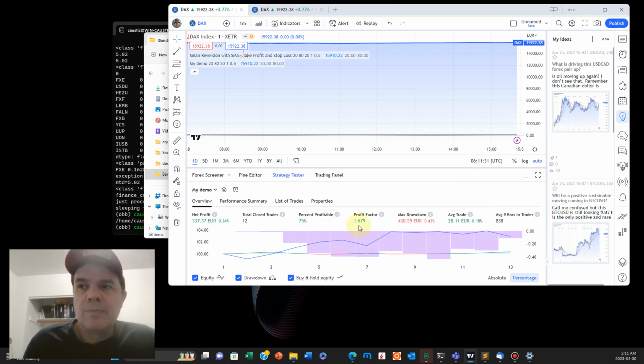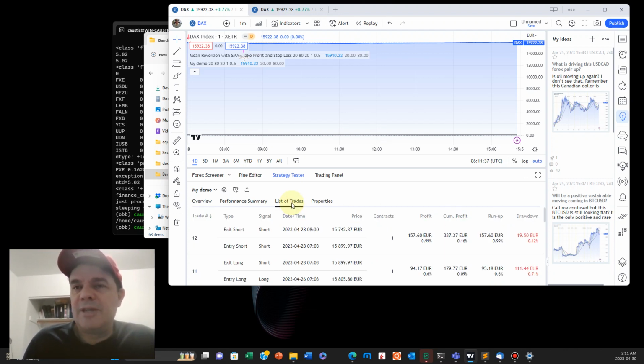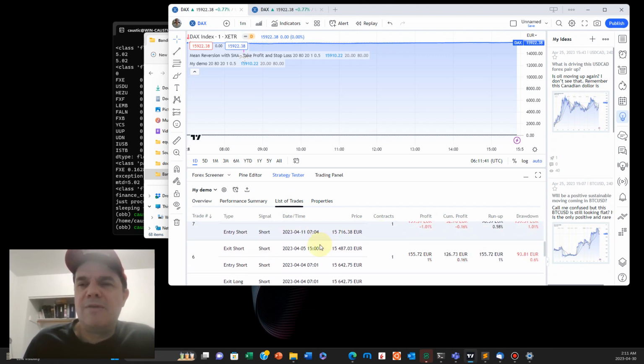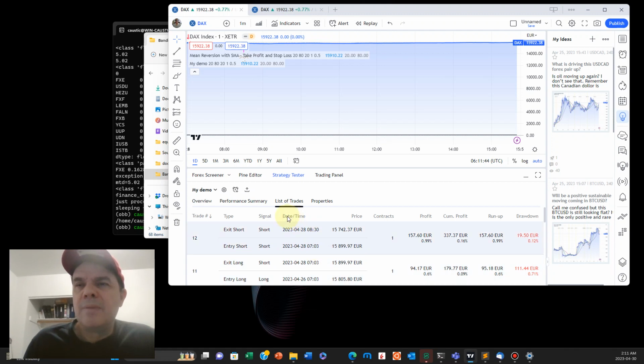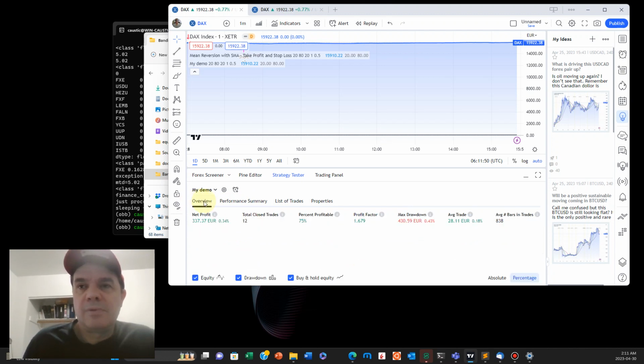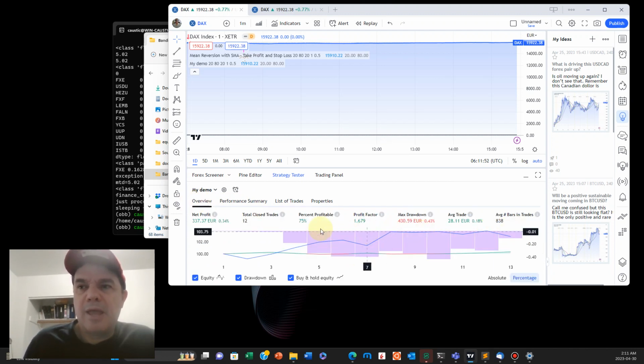75% win ratio, 1.67 factor. That's pretty strong. And list of trades here. So these are fairly recent. You can see here, and if you let this thing run, the momentum may get stronger moving forward. Looking at those performance metrics here, and with a 75% win ratio.